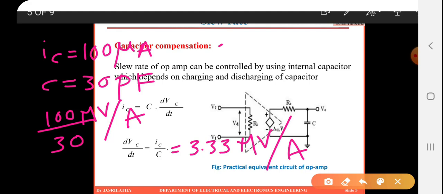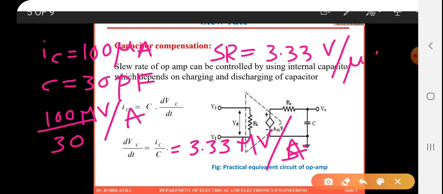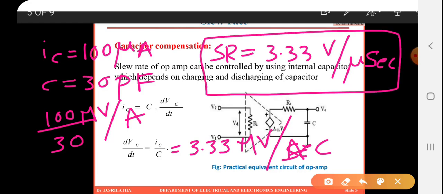So then we can write the slew rate as 3.33 volts per... not amperes, here it is seconds because it is dV by T. So volts per microseconds. So what is the slew rate of this particular case? Slew rate of that op-amp, it is having a charging current of 100 microamperes and capacitance of 30 picofarads. The slew rate value is 3.33 volts per microsecond. Means with those particular specifications, that op-amp requires 1 microsecond to change a value of voltage by 3.33 volts.